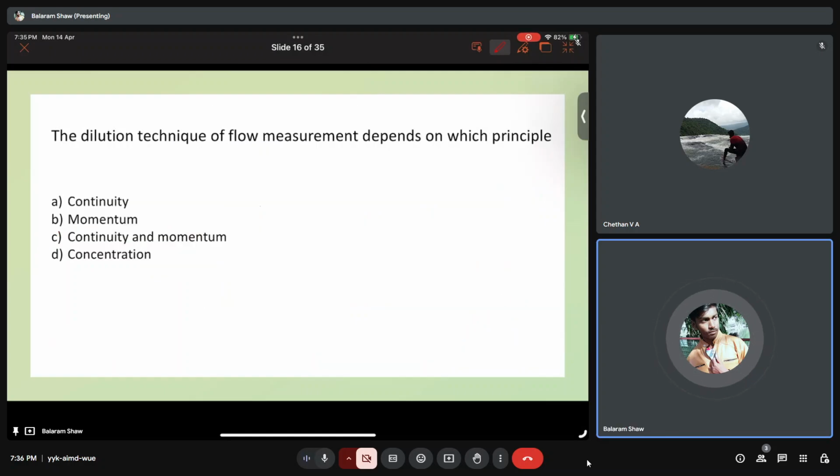Next question is, the dilution technique of flow measurement depends on which principle? We know it considers the continuity equation, right? So the correct answer is the continuity equation.